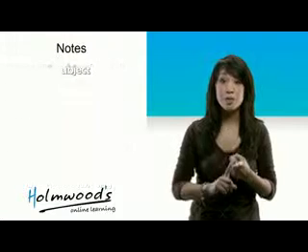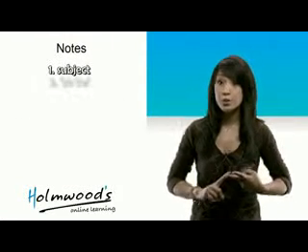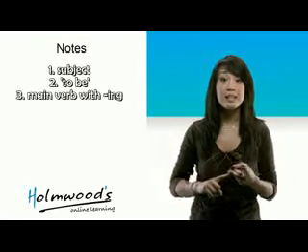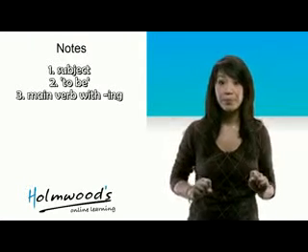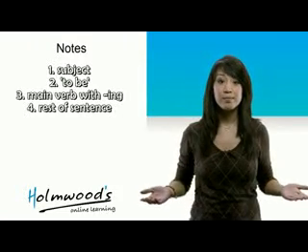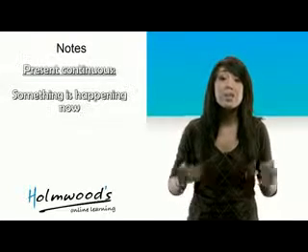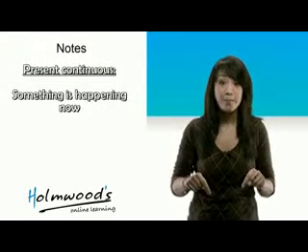So, first the subject. Then the auxiliary verb to be, and then the main verb in the ing form. After this, you can have the rest of the sentence. When do you use the present continuous? The main use of the present continuous is to show that something is happening now.